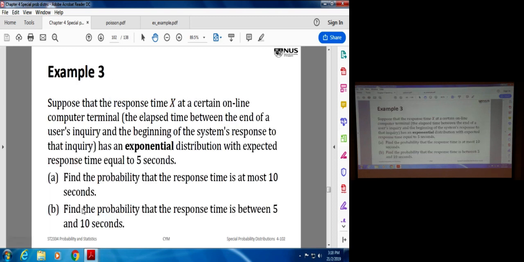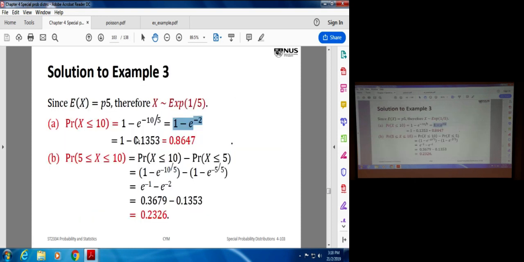Part B, find the probability the response time is between 5 and 10 seconds. This is straightforward again. That's just the probability that X is less than or equal to 10 minus the probability X is less than or equal to 5. The probability X is less than or equal to 10 is 1 minus e to the minus 10 times lambda, which is 1 upon 5. The probability X is less than or equal to 5 is 1 minus e to the minus 5 multiplied by lambda, which is 1 upon 5. So this just becomes, at the end, e to the minus 1 minus e to the minus 2. And you can stop there. That's the solution. If you want, you can put the number into your calculator.